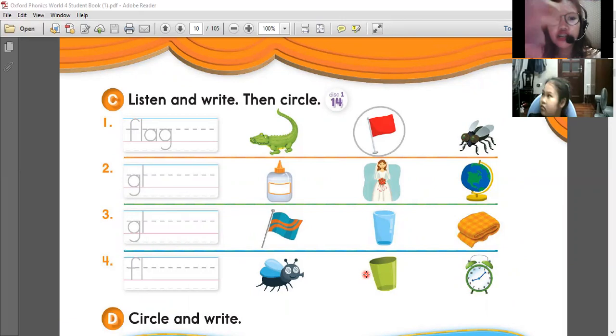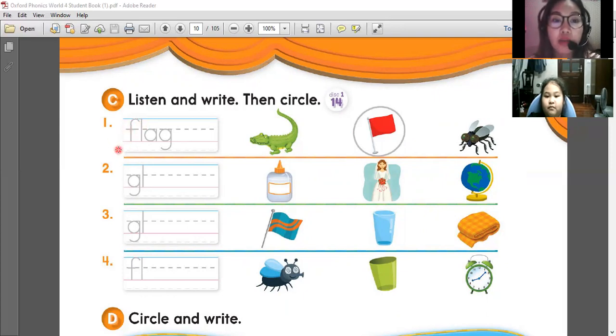Okay, circle. For example, teacher says number one is a flag. So first you circle and then you write the word, okay? You write the word. Understood? Am I clear? Okay, yes, that's how you do it. Very good. And then you write flag here in number one. How do you spell flag? So you will write it here.